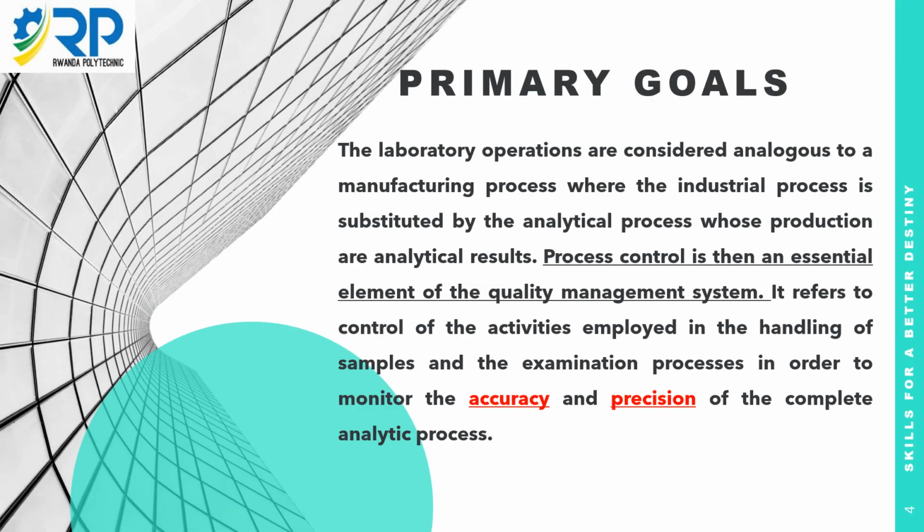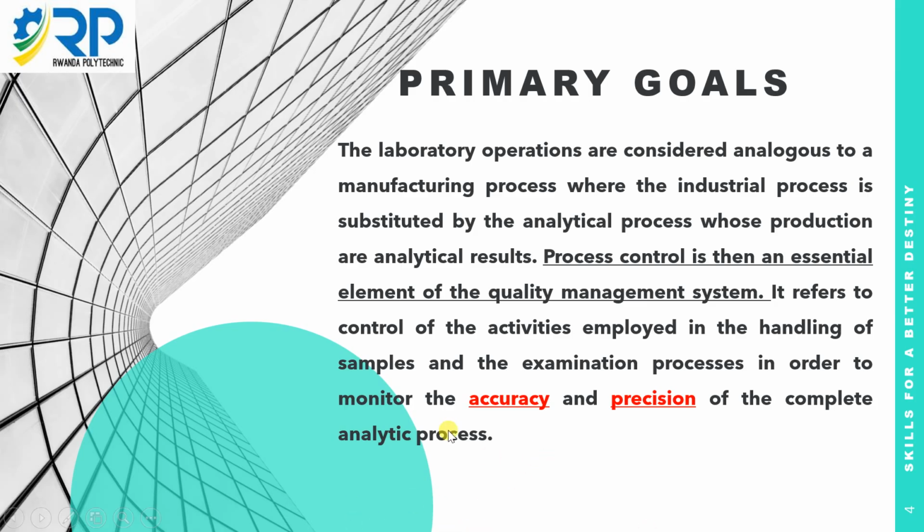What is the primary goal of this laboratory management protocol? The primary goals of these laboratory operations are considered analogous to a manufacturing process, where the industrial process is substituted by the analytical process, whose products are analytical results. Process control is then an essential element of the quality management system. It refers to control of the activities employed in the handling of samples and the examination processes, in order to monitor the accuracy and precision of the complete analytical process.